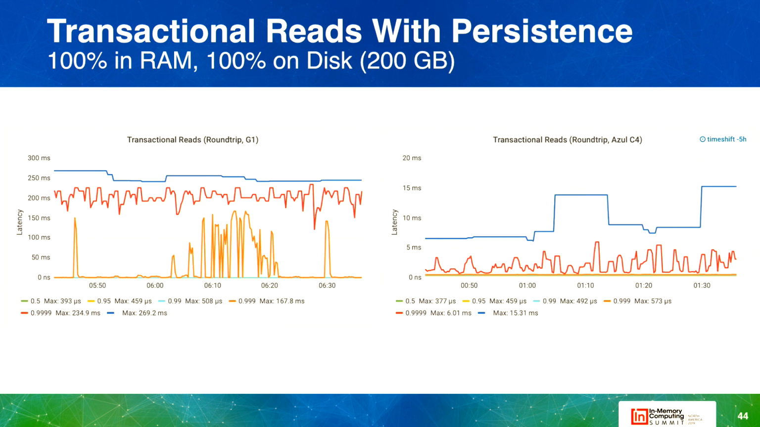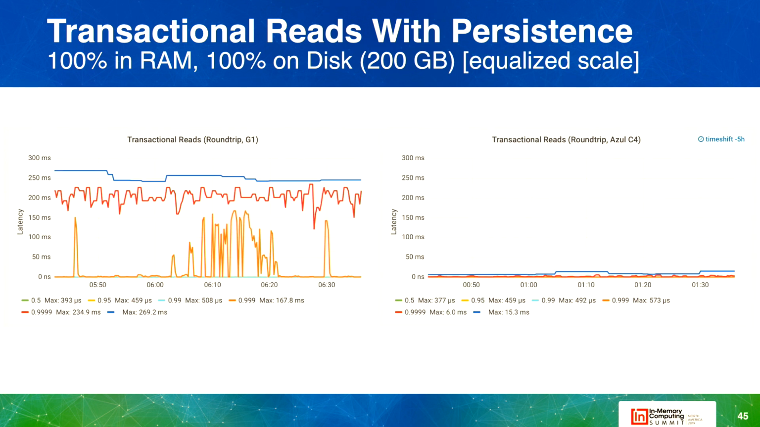These are transactional reads with persistence. So far we're looking at in-memory purely, no persistence at all. This is with persistence, so everything's in RAM. You get the speed of doing that, but you also get the full persistence benefit. Similar comparisons. And to scale looks like this.